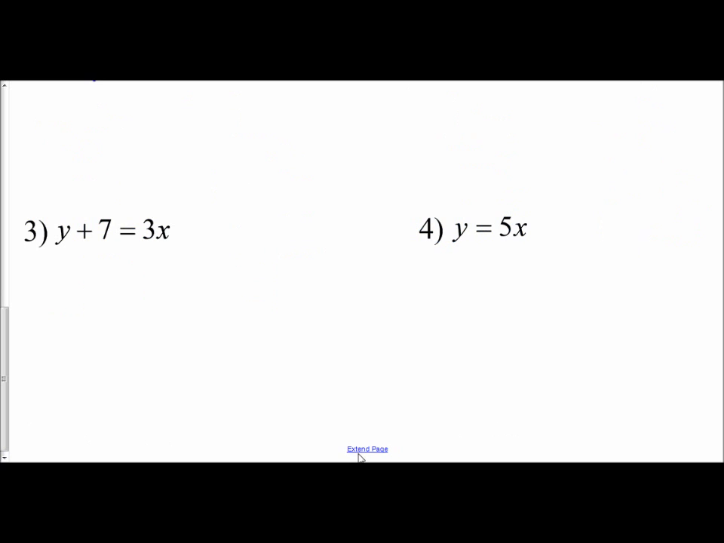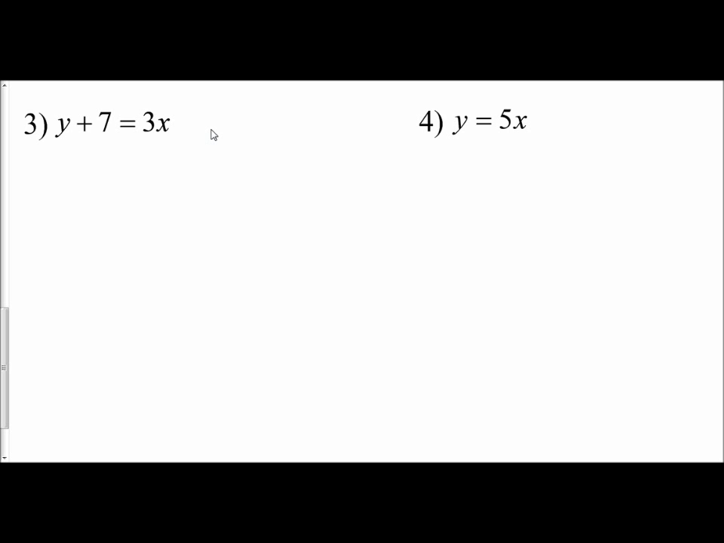Now we take a look. These are not in the standard form that we learned before. We are actually going to have to put these in standard form, which gives us more practice. Now standard form, remember, is ax plus by equals c. A must be positive. The coefficient of the x must be positive. So I'm going to keep my x where it's at because 3 is already positive.